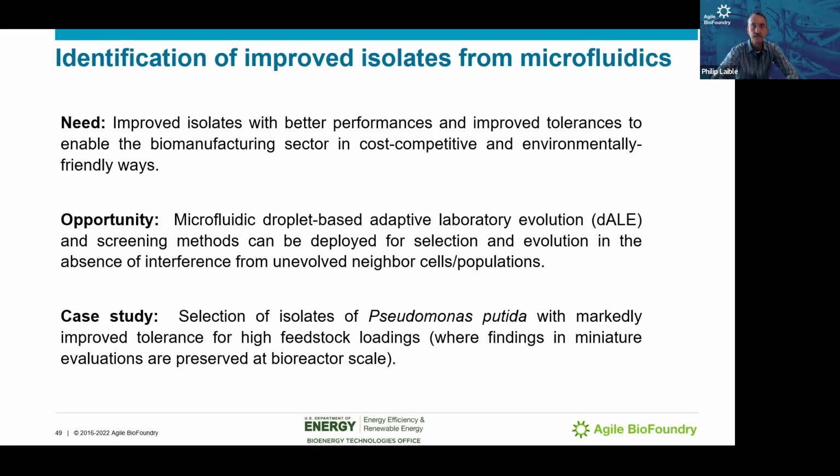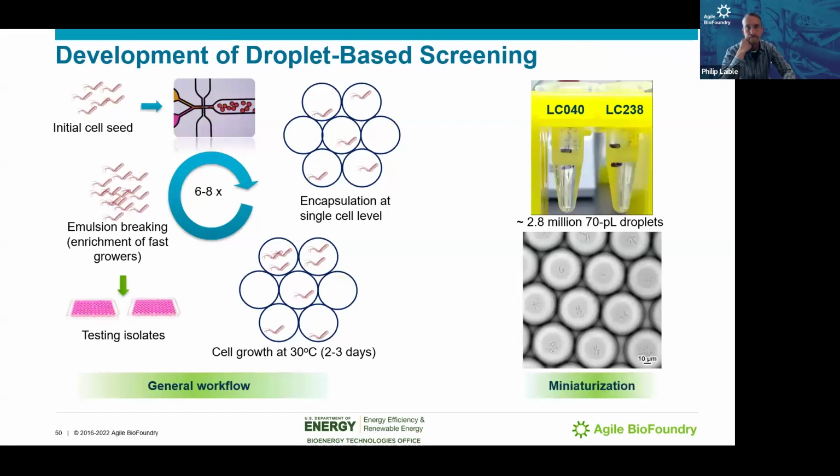Here we're using a droplet-based approach to do adaptive laboratory evolution and screen directly in drops that are as small as, say, 70 picoliters. And I want to walk through this technology with you in a case where we've actually used it to select isolates of Pseudomonas making muconic acid, as you've heard a lot about today, where they have extremely high feedstock loadings, and can they now tolerate higher loadings so you can get better titer rates and yields out of your strains in the future. Next slide.